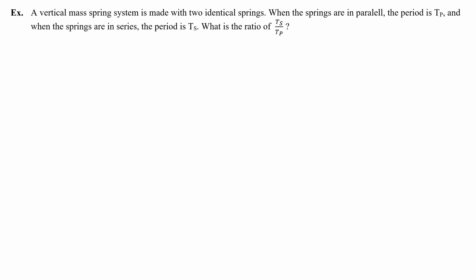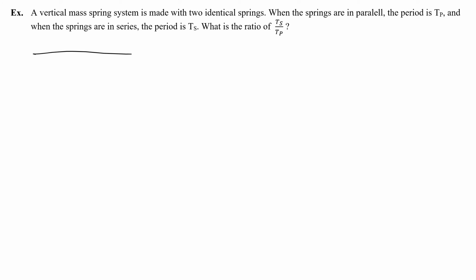A vertical mass spring system is made with two identical springs. When the springs are in parallel, the period is Tp, and when the springs are in series, the period is Ts. What is the ratio of Ts to Tp? Okay, so these problems are a little bit goofy, but they're really big on the AP test. So let's start by thinking about what this means.